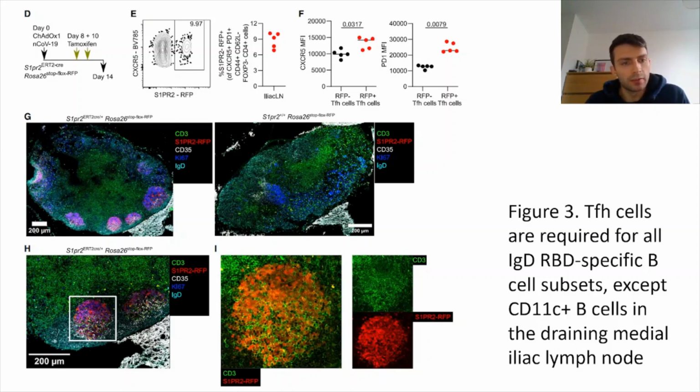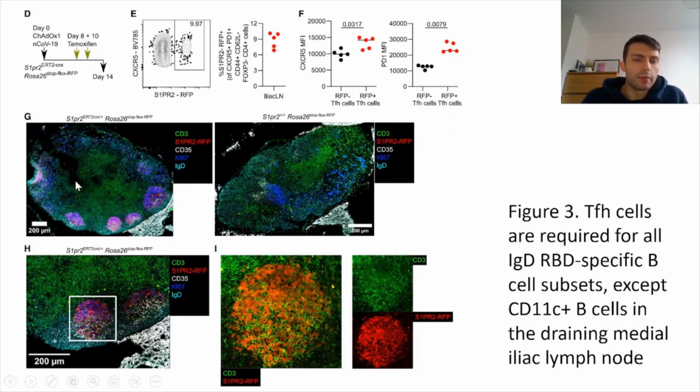CD35 marks follicular dendritic cells, and this can be seen in the germinal centers. Ki67 marks proliferating cells. Of course, B cells proliferate largely when they are in germinal centers. And IgD is marking the juvenile naive cells, the B cells which are not germinal center B cells but are found on the outside of these structures.